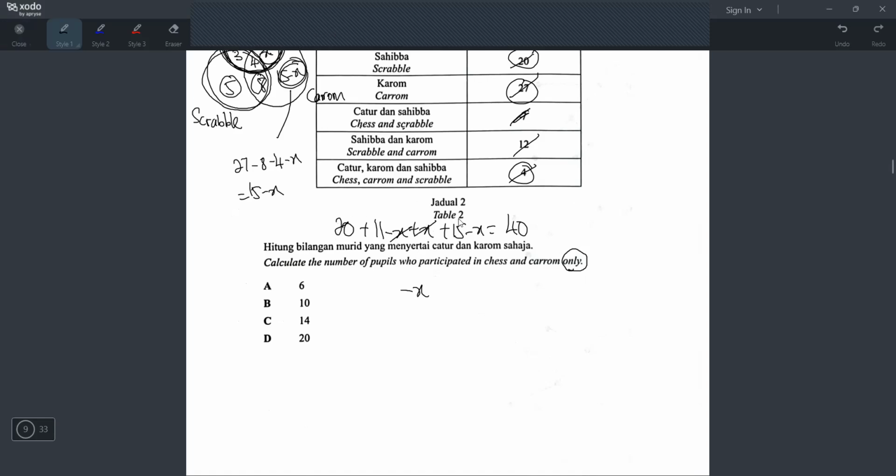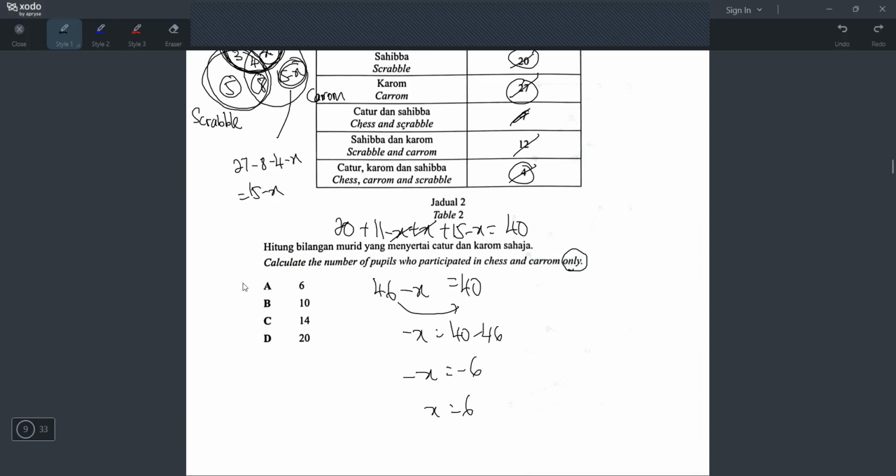And then 20 plus 11 plus 15, you can press calculator. You will get 46. All right. And the other side is 40. So to find x, you have to pindah the 46, become 40 minus 46, which ends up with negative 6. So your x is 6. So the answer is A.